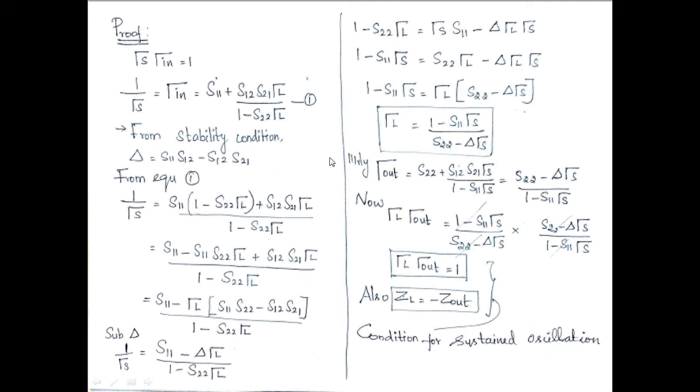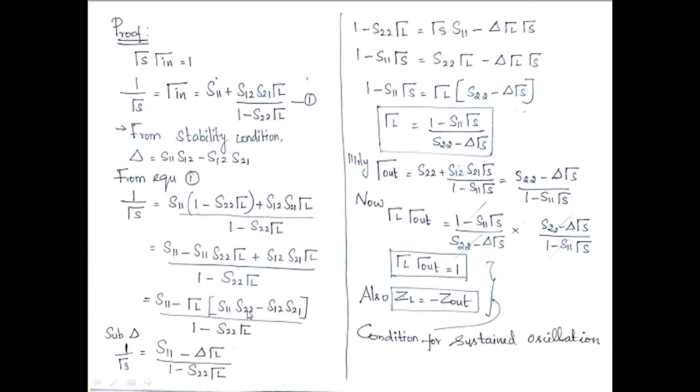By using that, how they can achieve gamma L and gamma out. See, gamma S and gamma in equal to 1, right? So once you take gamma S on this side, 1 by gamma S equal to gamma in. In S-parameter format, gamma in equal to (S11 plus S12 S21 gamma L) divided by (1 minus S22 gamma L). Okay, then take the LCM. When you take that LCM, you will get (S11 into (1 minus S22 gamma L) plus S12 S21 gamma L) divided by (1 minus S22 gamma L).